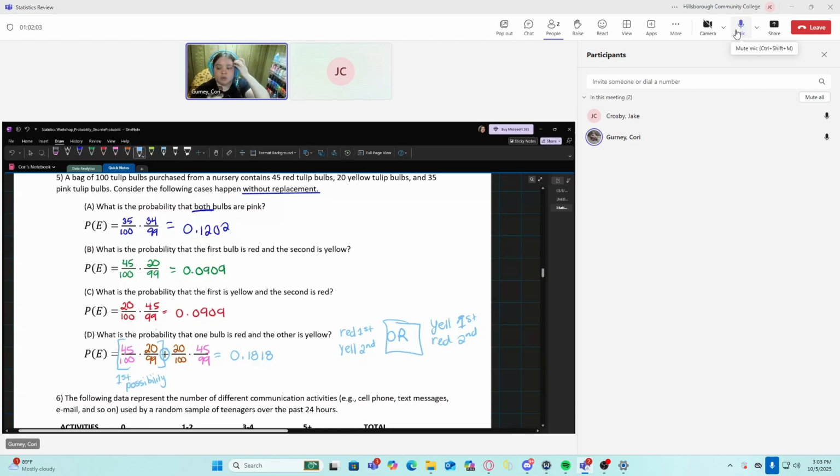So that means with the multiplication, it does not change the probability. Because with 45 over 100 times 20 over 99 versus 20 over 100 times 45 over 99, you're still having the same multiplication: 20 times 45 and 100 times 99. They're the exact same thing, and that's what we proved up here. No matter which order it's in, you still have that same probability.